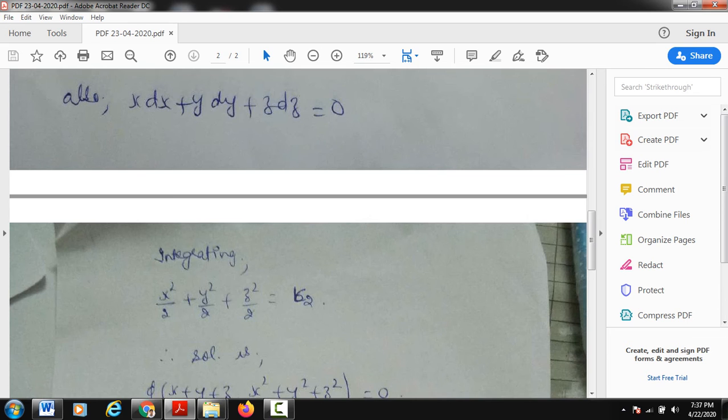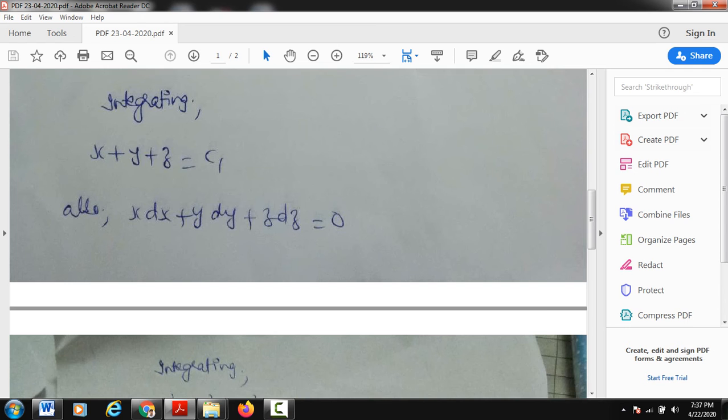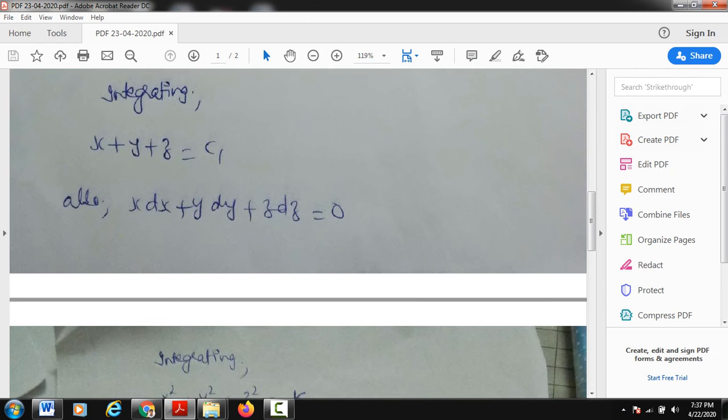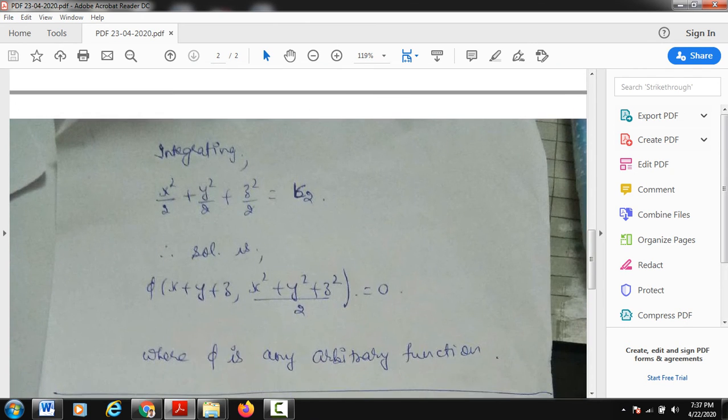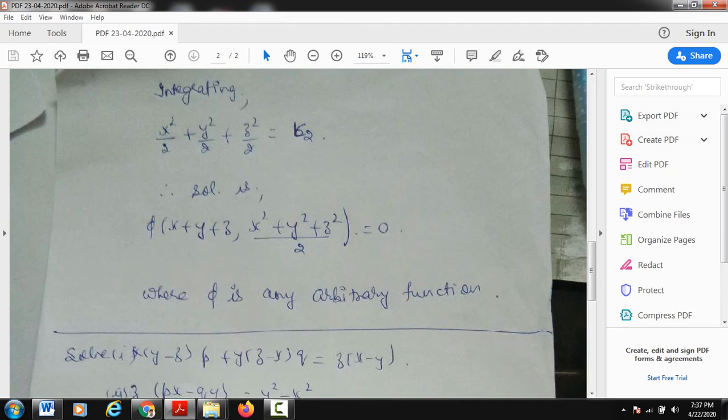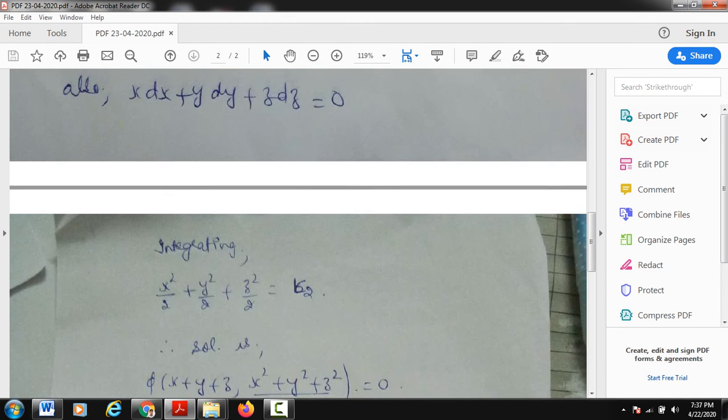Okay, so the two solutions we have got: the first solution is x plus y plus z is equal to c1, and the second solution is x square plus y square plus z square by 2, I have taken 2 as LCM, is equal to constant c2. Okay, so I have told you what is the further step.